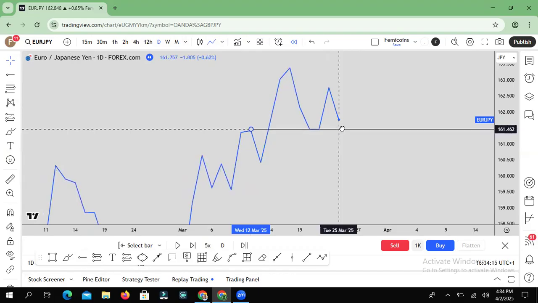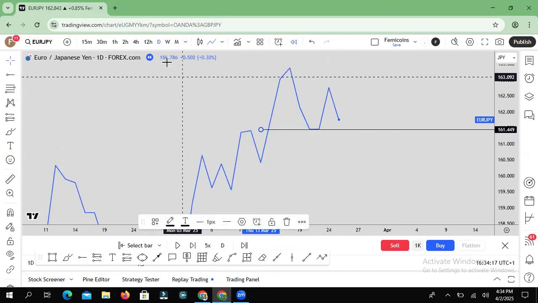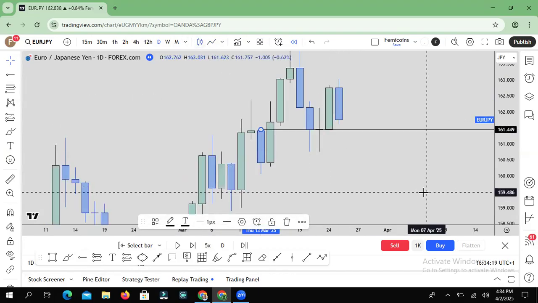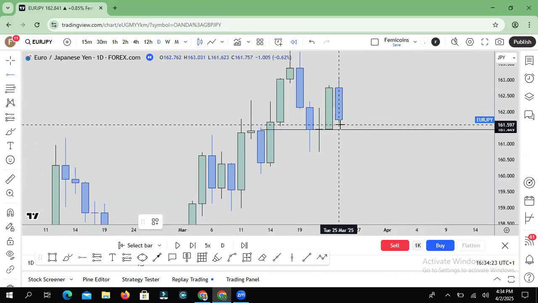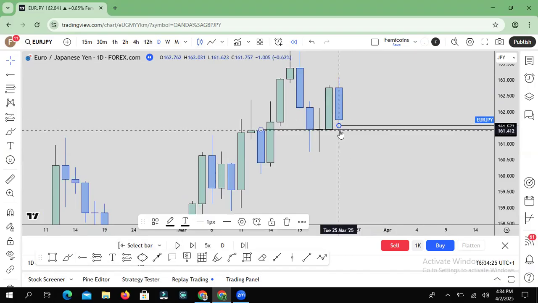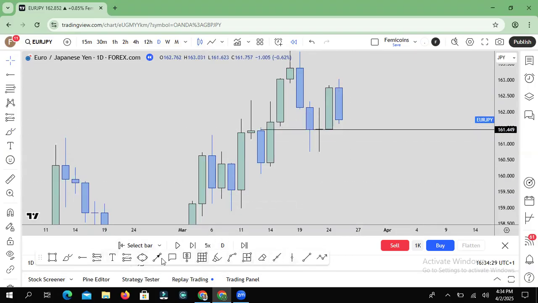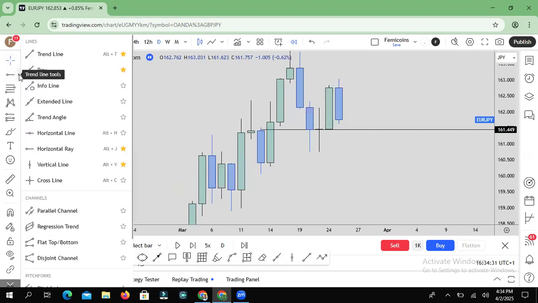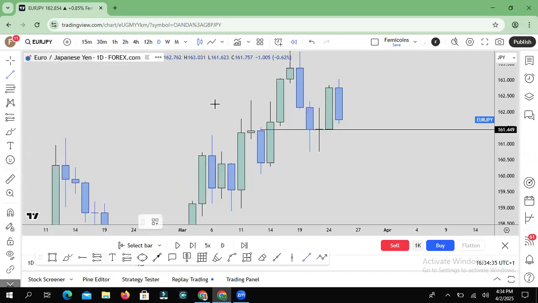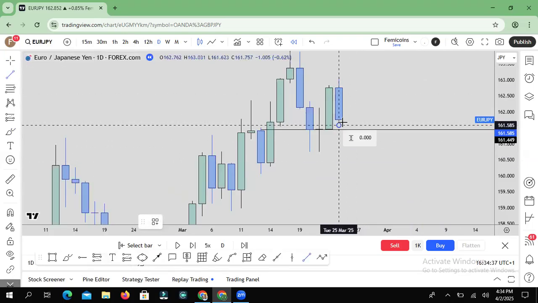Now I shift my line to this V-shaped key level. I told you V-shaped key levels we use to buy. Then this becomes my liquidity. I use this one as my liquidity. Let me delete and mark my liquidity with this trend line. This candle right here becomes my liquidity.